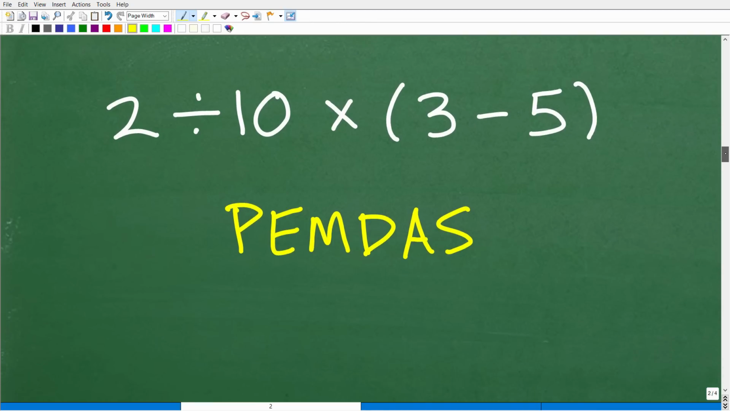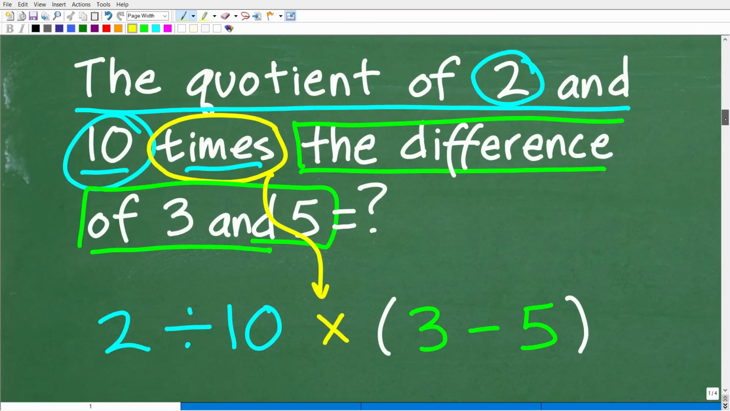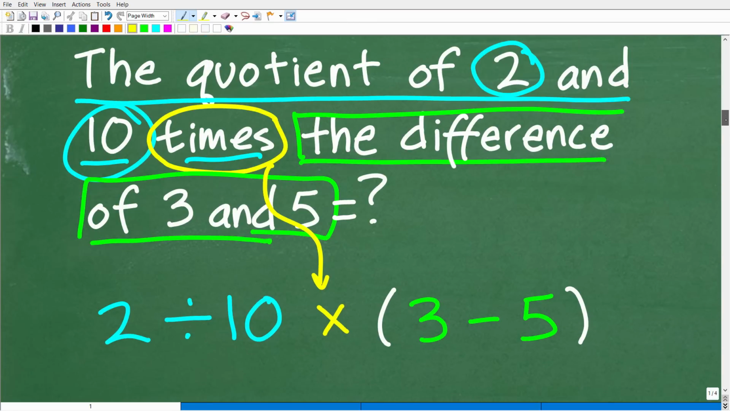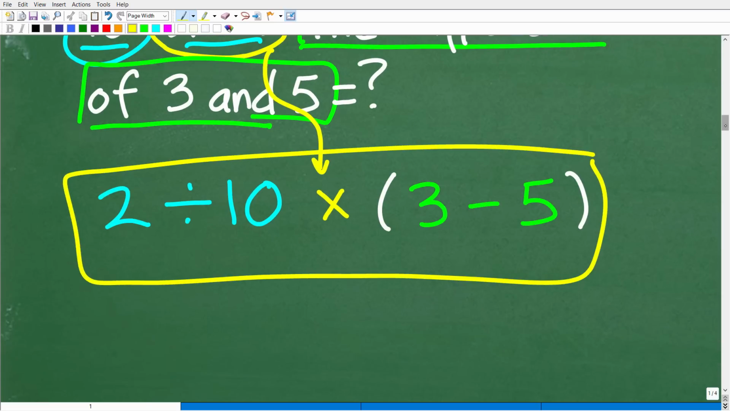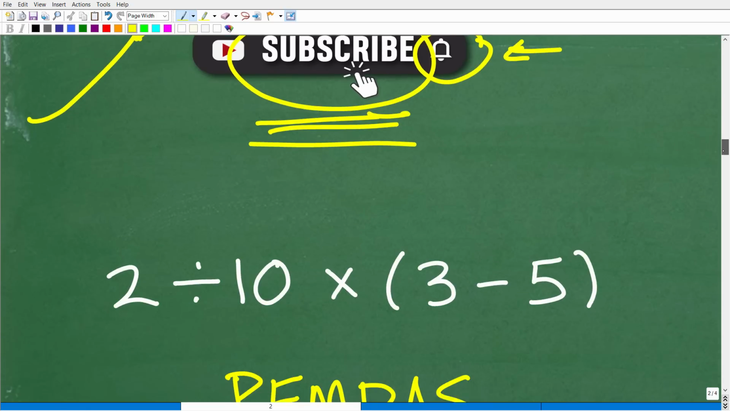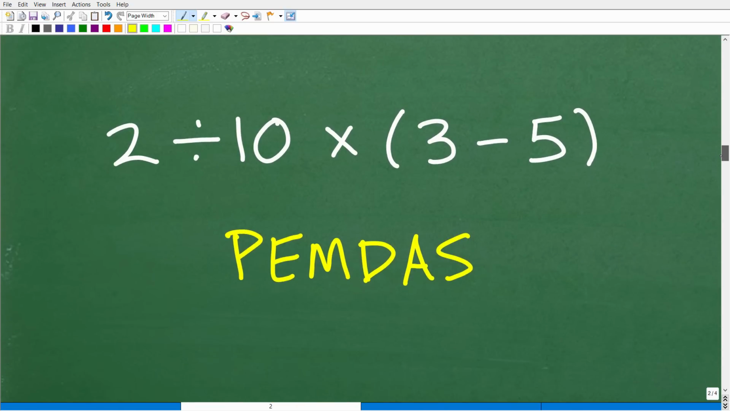Okay, so here is our problem. At this point, we interpreted this. We have the quotient of 2 and 10 times the difference of 3 and 5. Remember, we went ahead and translated this. The quotient of 2 and 10 times the difference of 3 and 5. We got this expression. Now we have to focus on actually simplifying what we would technically call a numeric expression.